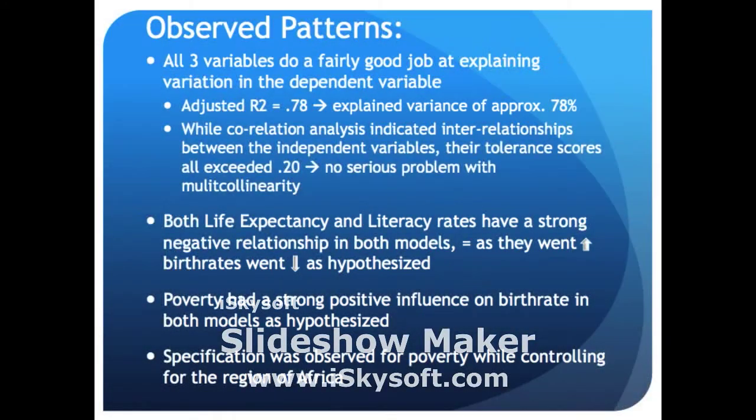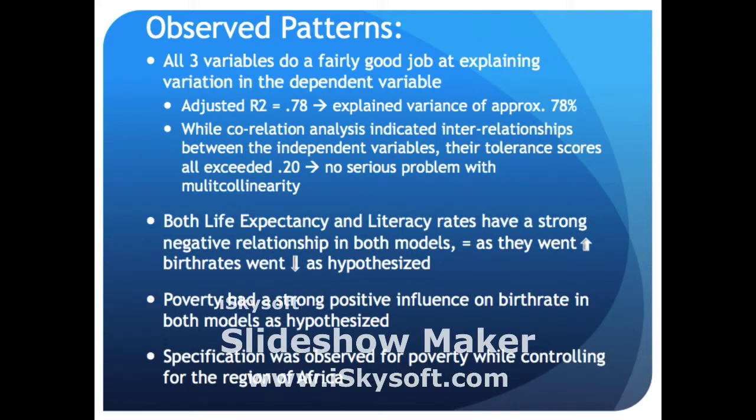To summarize the findings, all three variables do a fairly good job at explaining variation in the dependent variable. In the first regression analysis, the adjusted R-squared produced a 0.78, which is explained variance of approximately 78%. While correlation analysis indicated interrelationships between the independent variables, their tolerance scores all exceeded 0.20, which proved that there is no serious problem with multicollinearity.